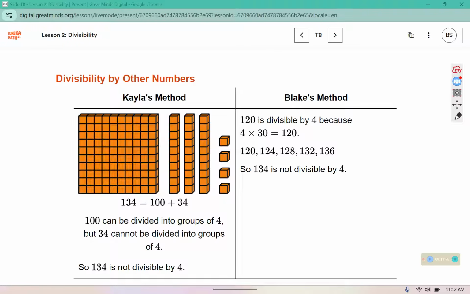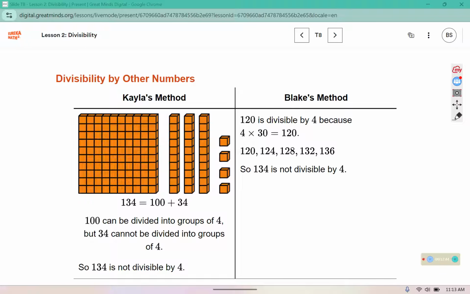Kayla and Blake both determined that 134 is not divisible by 4. Explain how Kayla determined that 134 is not divisible by 4. Here we see Kayla broke 134 up into 100 and 34, then tried to divide each number into groups of 4. She knew that 100 could be divided into 4 groups, because that would give you 25, but she found that 34 cannot be divided into 4 groups. Can you use Kayla's method to determine whether a number such as 1,234 is divisible by 4? How?